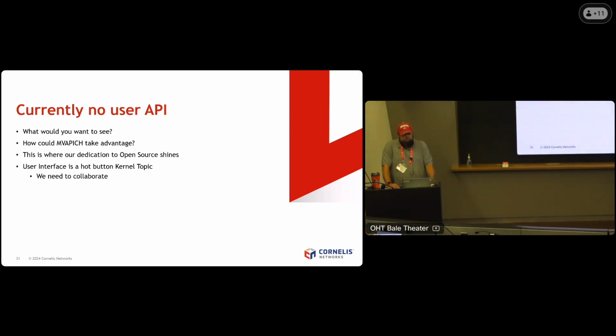Anybody that's ever tried to upstream code to the Linux kernel, especially user interface code, knows it is a very hot button topic. It is very contentious and just flat out hard to do. So before we start proposing APIs and putting stuff out there, we want to know what people really want, and we really need to collaborate and have our story straight when we go to the community with this kind of stuff.